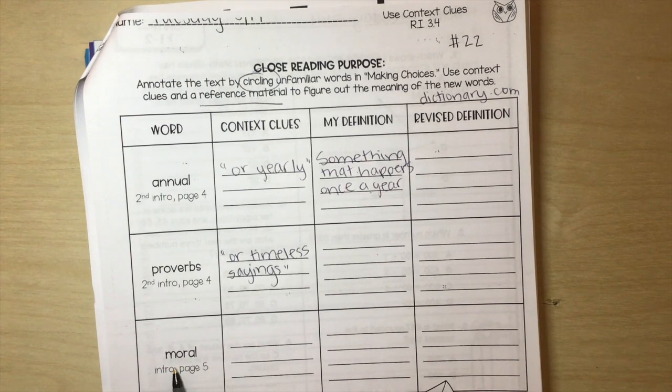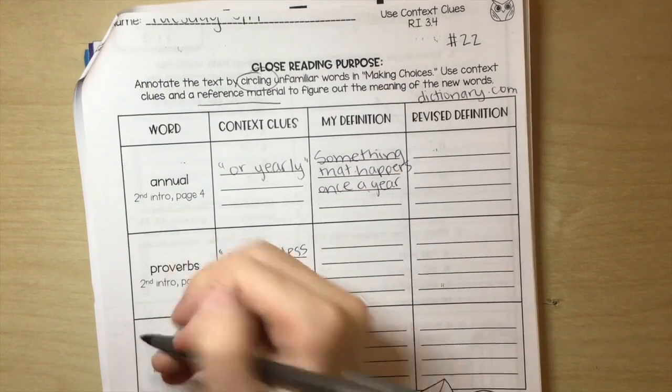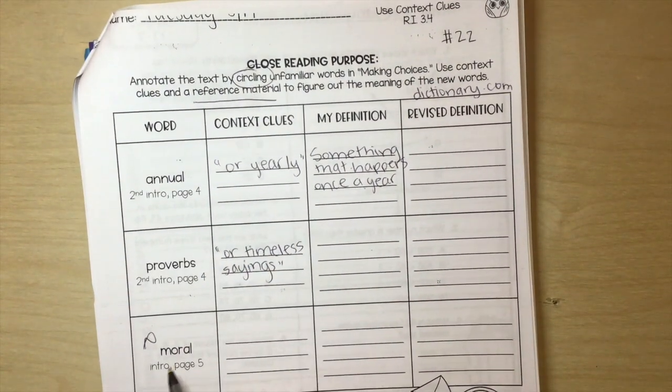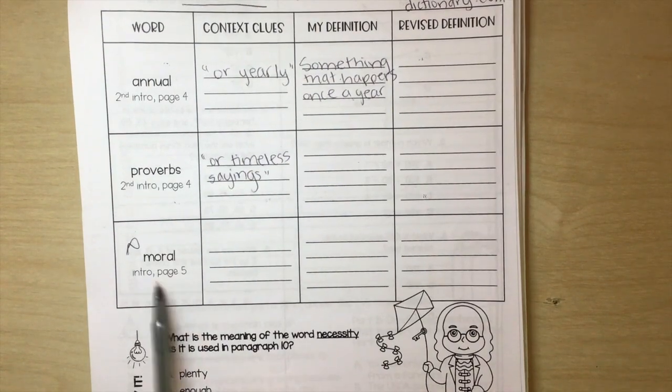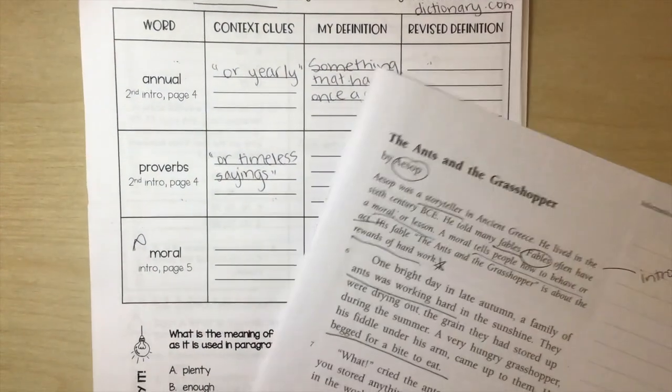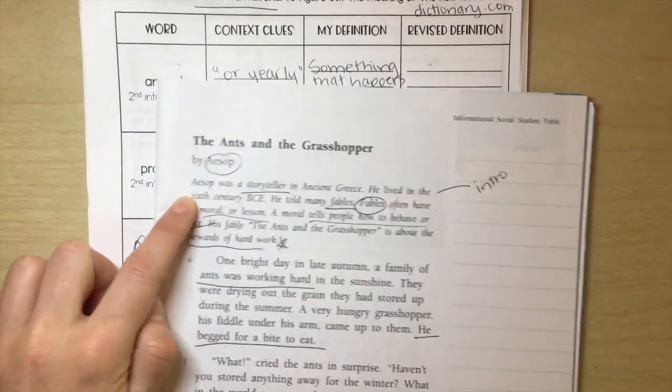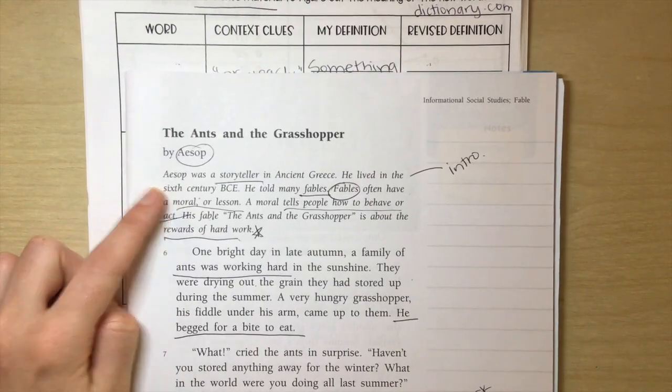Okay, last one is this word moral. We have a connection to this word because we know what moral is. We've read about it before. It's the introduction on page 5. Let's use context clues anyway. All right, this is our introduction on page 5.